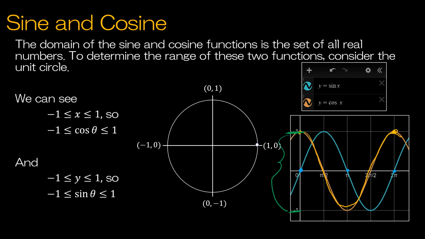Now I can see it on the graph, but I can also see it on the unit circle. I can see that for my x values, x is going to be between -1 and +1, and y is going to be between -1 and +1, which means the cosine of theta is going to be between -1 and +1, and the sine of theta is going to be between -1 and +1.